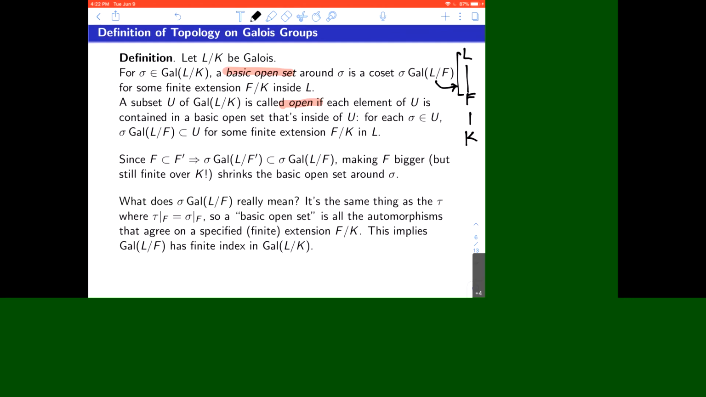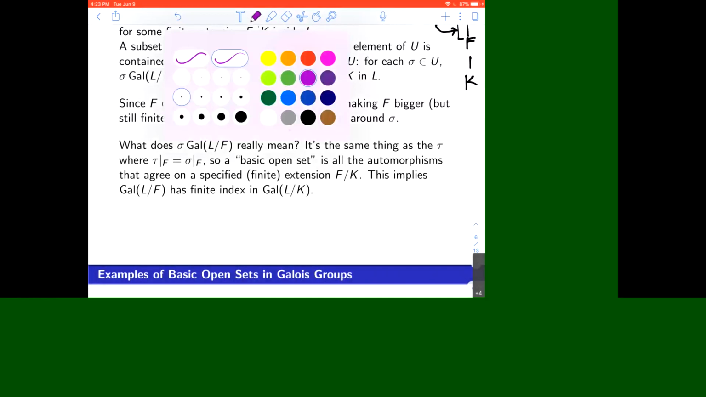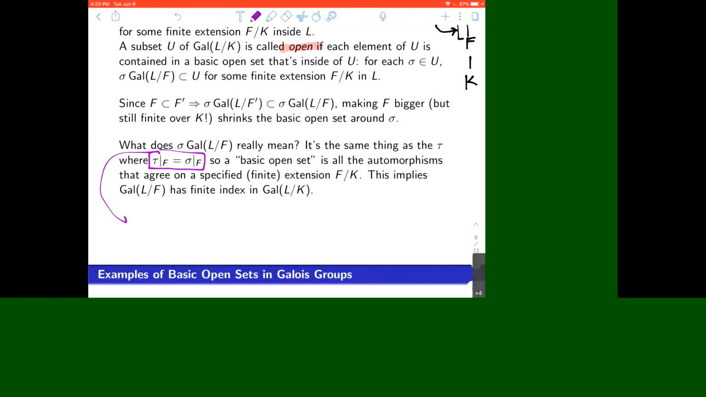Still, there's a natural question: what does the coset mean? Logically, it's just the definition, but what's the content of looking at a left coset of the automorphisms fixing a subfield? It's really just saying all the stuff that looks the same on F. If you tell me that tau and sigma are the same thing on some finite extension F, I claim that's the same as saying tau is in the coset cut out by F.